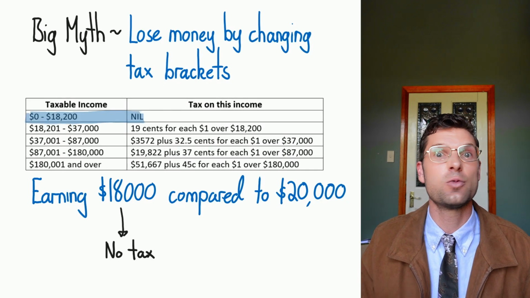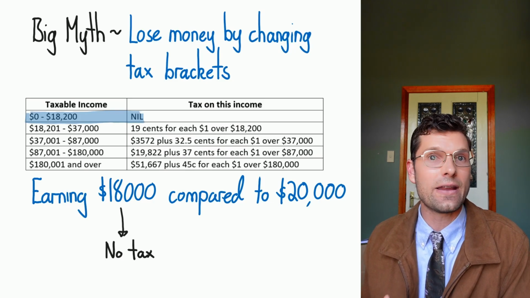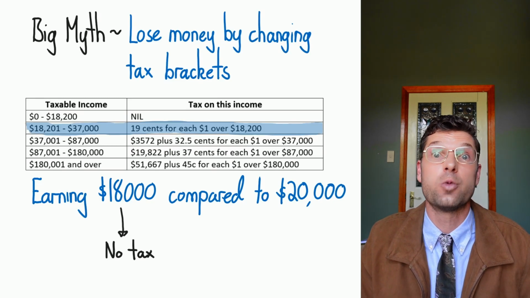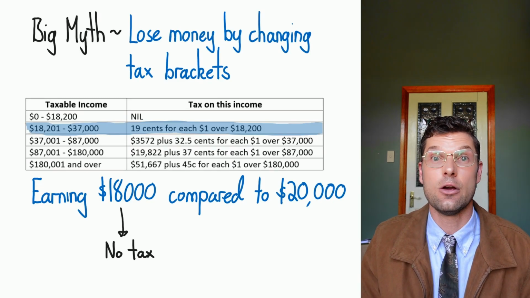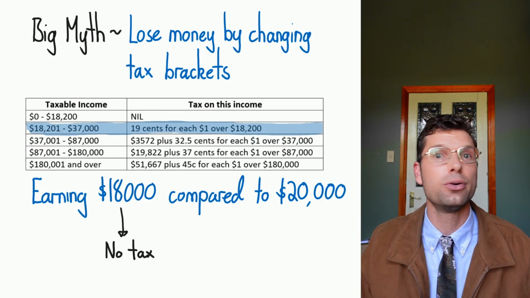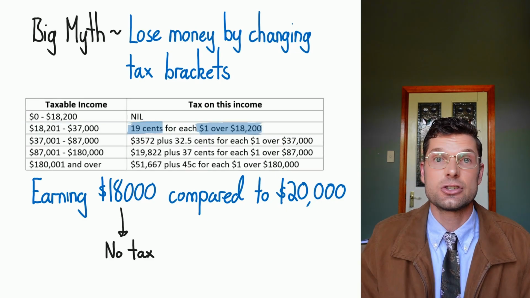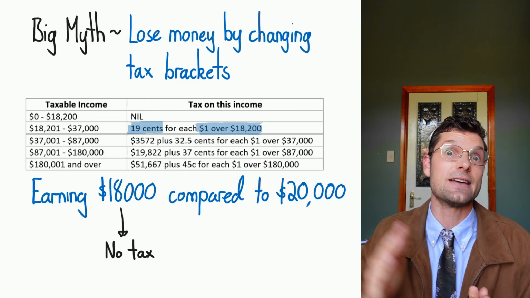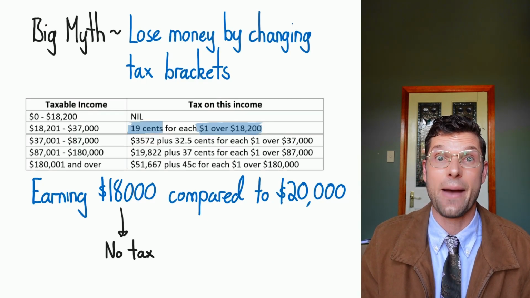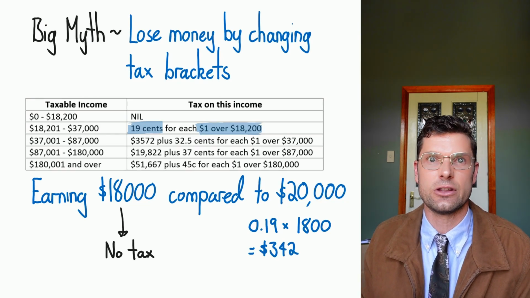So for the $18,000, we paid no tax. We're in that first tax bracket where it says nil. That makes a lot of sense. But for the $20,000, they assumed that they were going to pay this 19 cents on the whole thing, which would make it a bad idea. But that idea of "for every dollar over" means that we get the first $18,200 completely tax-free. We're only paying the 19 cents for the money above that. So for that extra $1,800, from 18,000 up to 20,000, that's all we're paying tax on. So the total tax that this person is going to pay is 0.19 multiplied by 1,800, which is equal to $342.